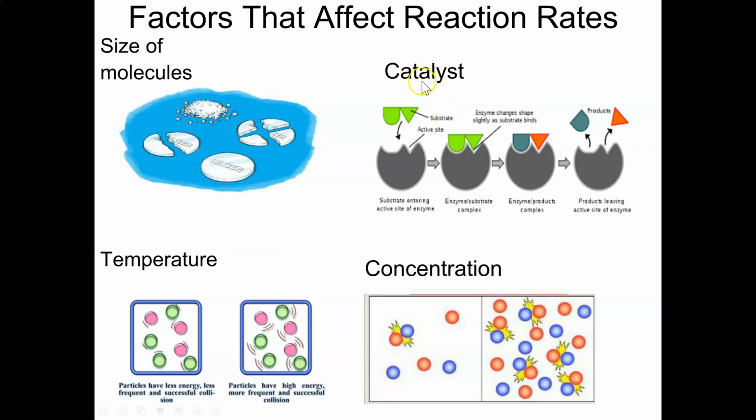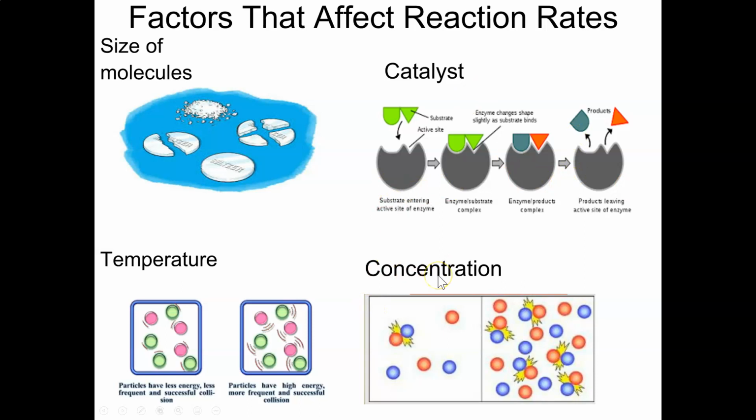A catalyst is something that speeds up a reaction without being used up. What a catalyst basically does is arrange molecules in the proper orientation so they can react. So it encourages what's called an effective collision. That means the molecules interact with each other at the right location. So that's what a catalyst does.